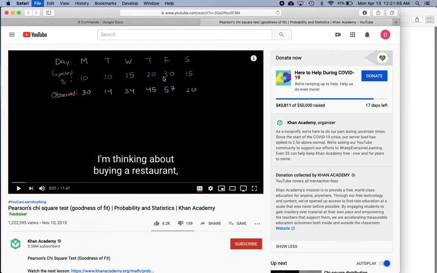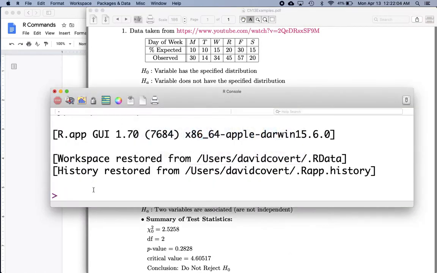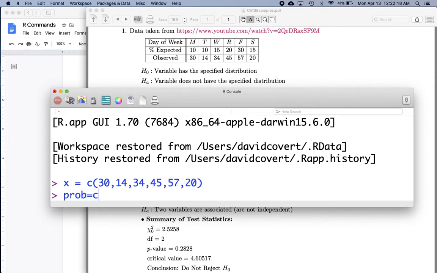So I've taken this data, I've put it in a table for us, and then I want to just run this test. And so I'll show you how to do that. The first thing we're going to do is save our data. So x is going to be 30, 14, 34, 45, 57, and 20. And let's save our probabilities. Our probabilities are going to be 0.1, 0.1, 0.15, 0.2, 0.3, and 0.15.